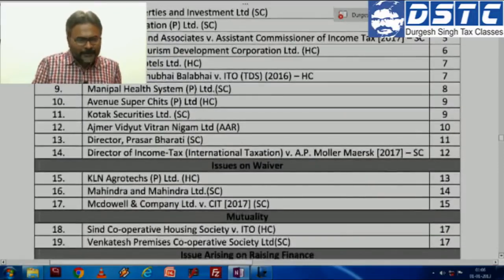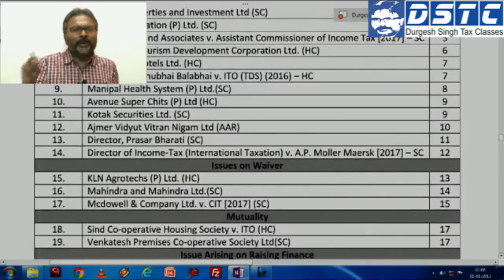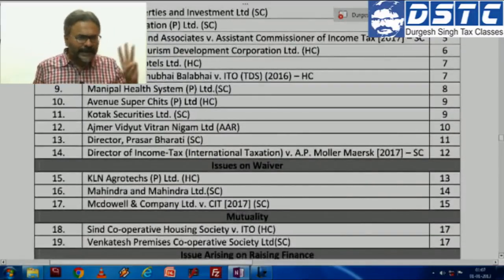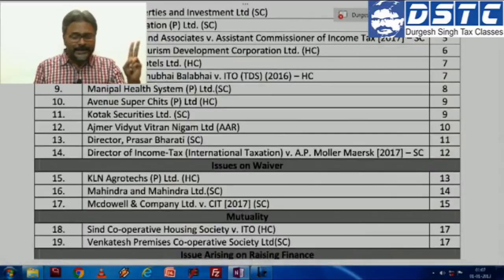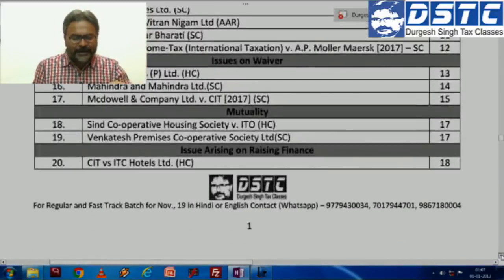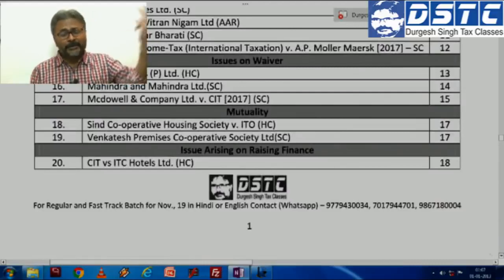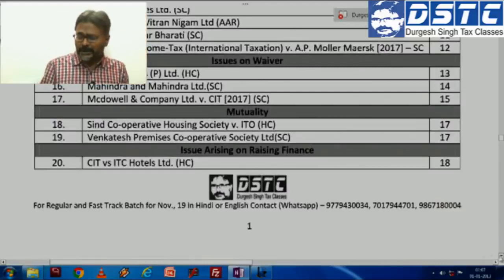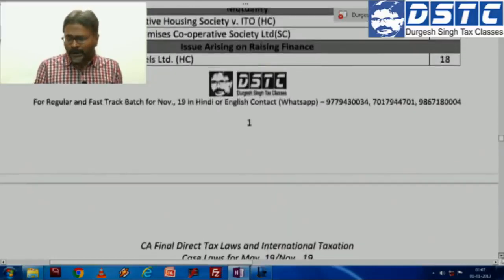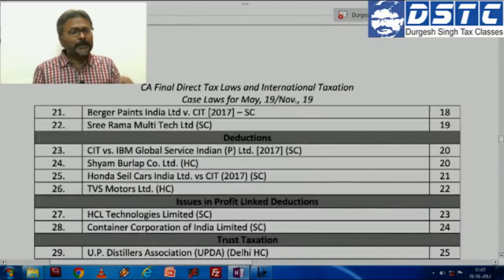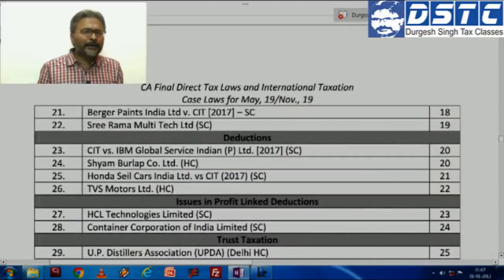Thereafter, the next theme is the issue on the waiver of the income, 3 case laws on that. On mutuality, 2 case laws. Thereafter, issues arising on the raising of the finance, like shares being raised or debentures being issued. So what are the various case laws which are being reported? 3 case laws again on that.